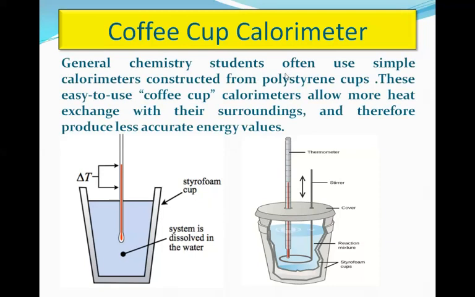General chemistry students often use simple calorimeters constructed from polystyrene cups, and these easy to use coffee cup calorimeters actually allow more heat exchange with the surroundings, and therefore they produce less accurate energy values. So the enthalpy of reaction, the internal energy change of the reaction, or any kind of energy changes taking place during a chemical process can be determined in an approximate manner using a coffee cup calorimeter.